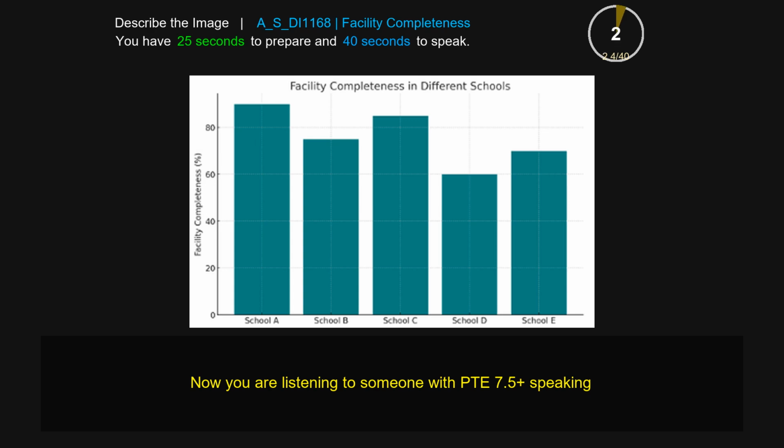The given image provides us information about facility completeness in different schools. The x-axis shows the name of the schools: School A, B, C, D, E, and the y-axis shows facility completeness in percentage 0 to 80. School A had the highest 85%, then School C had the second highest 82%, School D had the lowest 60%. Overall, the image focused on facility completeness in different schools.